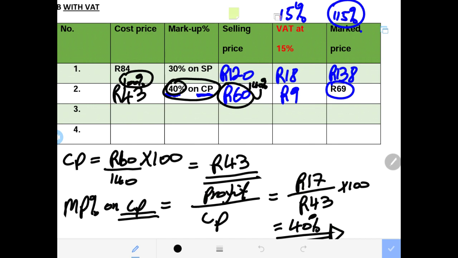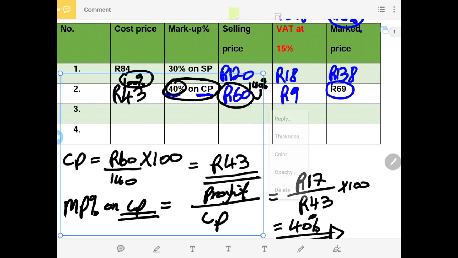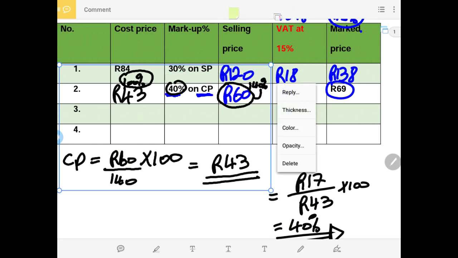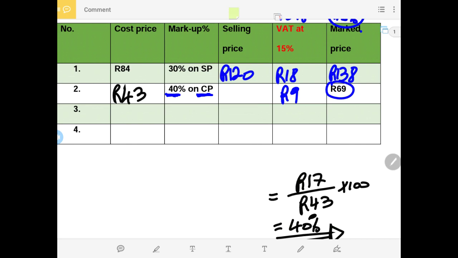I just want to bring the other scenario, scenario number 4, because scenario number 2 I already dealt with. Scenario number 4, let me just check on that. Scenario number 4, we have the VAT column amount and the markup percentage. Let me just bring that one. The VAT column amount is given to us as 9 Rand. So the 9 Rand is given already for us in scenario number 4.